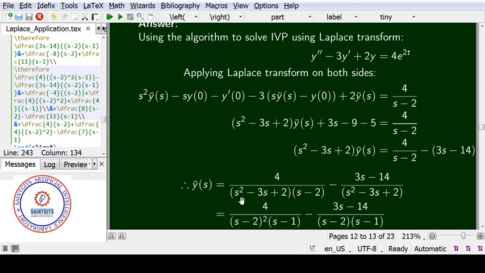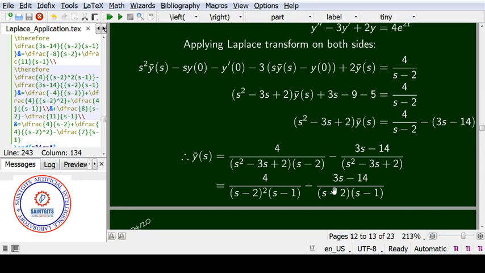So y bar of s equals 4 by s square minus 3s plus 2 into s minus 2, minus 3s minus 14 divided by s square minus 3s plus 2. The next step is simplifying this expression using the partial fraction technique. I take the first term, then the second term, make partial fractions and then combine them together. Note that s square minus 3s plus 2 can be factorized as s minus 2 into s minus 1. So in the first term we have s minus 2 and s minus 1, so s minus 2 and s minus 2 gives s minus 2 whole square, and the remaining s minus 1 is here. Again we factorize the denominator of the second term as s minus 2 into s minus 1.